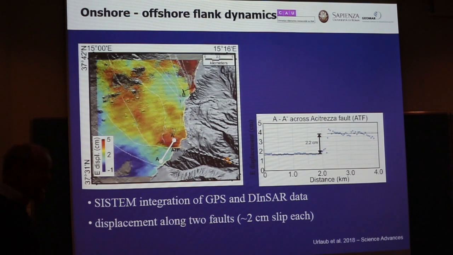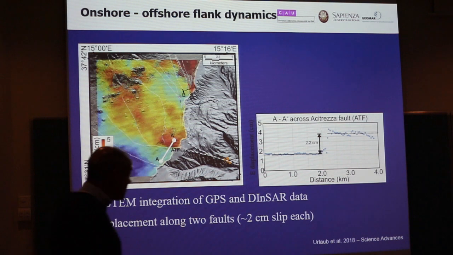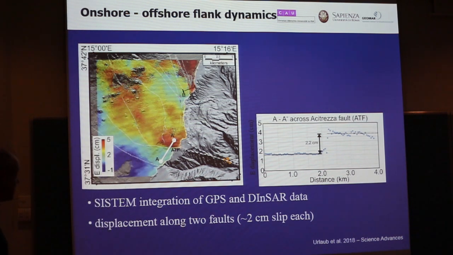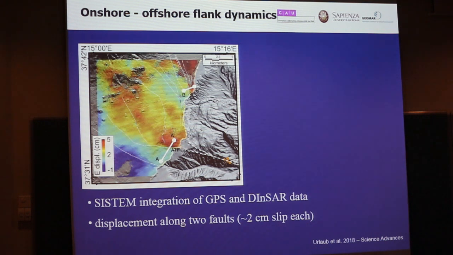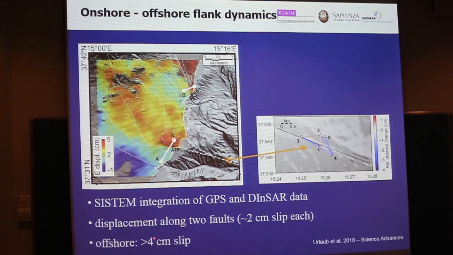If you compare this with land data, which have been recorded at the same time by GPS and InSAR data, then if you measure a profile here, that's the location of the network. You see the lineament again. If you measure the movement across this fault here on land, then you have a displacement at the same time of about 2 centimeters. If you go to the northern edge, you have a displacement of 1.73 centimeters. That means the movement here on land seems to be less than the movement in the submarine environment. The movement was much stronger here, and here it was more than 4 centimeters.